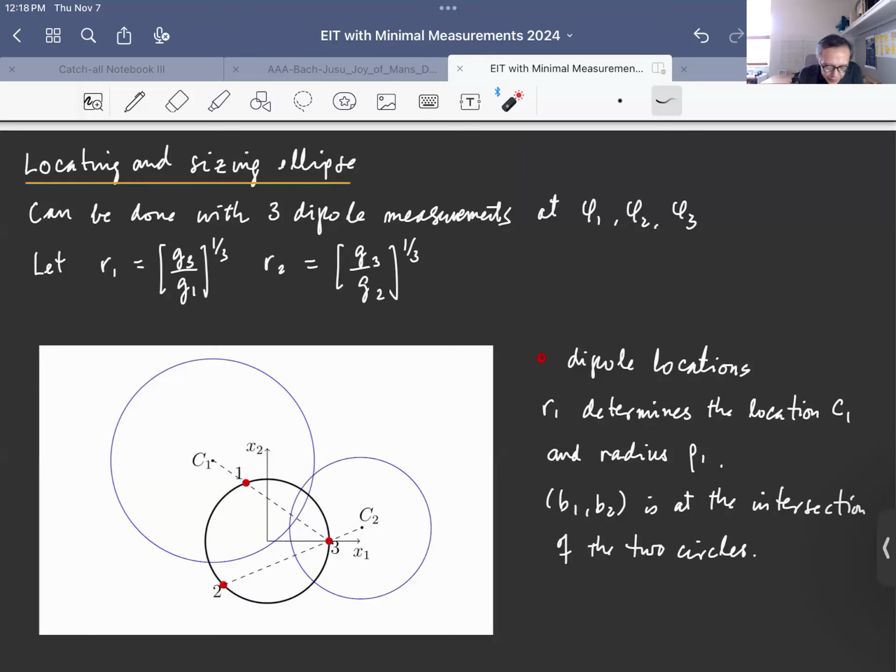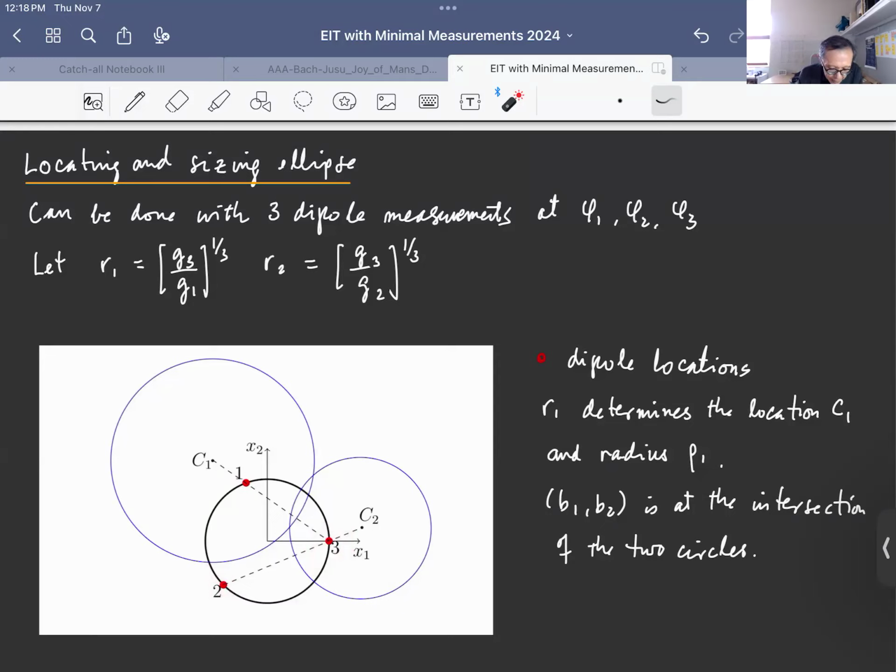There's some really nice geometry going on here that I think it's worth spending a couple of minutes to think about. So here in this picture, I have the unit circle, the domain that I'm probing, and I placed three locations where electrodes are, where measurements are being taken. So they're denoted by 1, 2, and 3. Okay, so a couple of interesting facts. There are two circles associated with each pair of measurements.